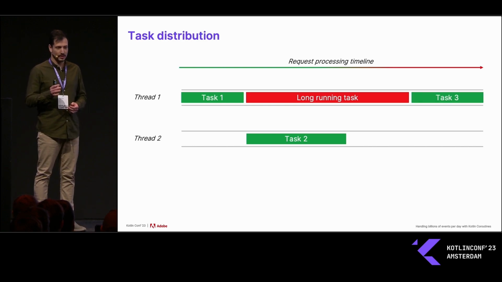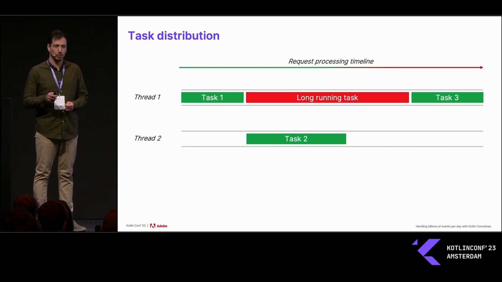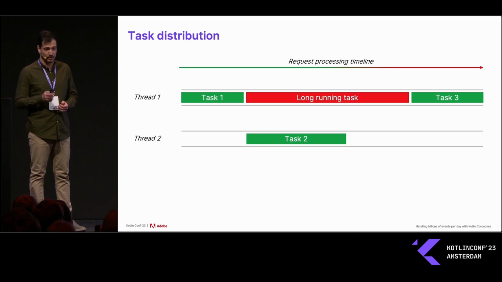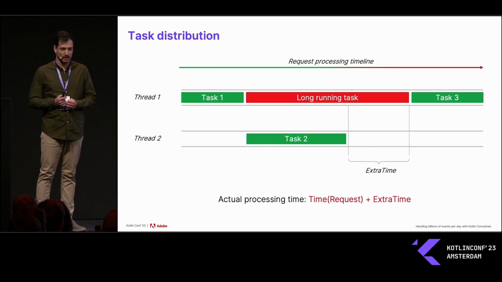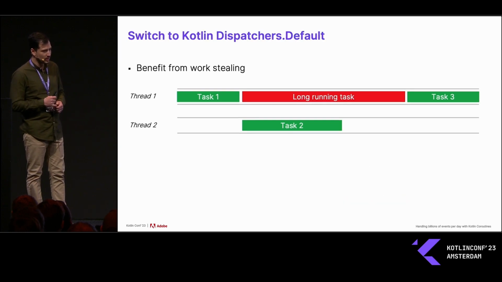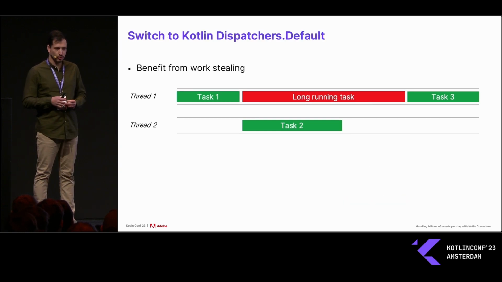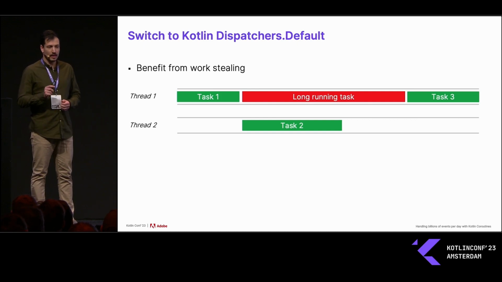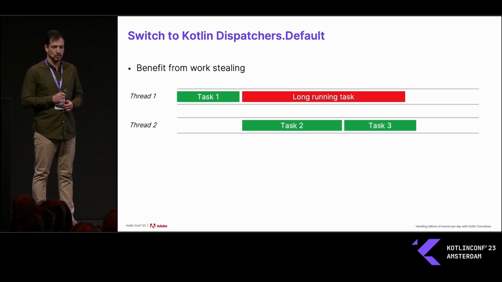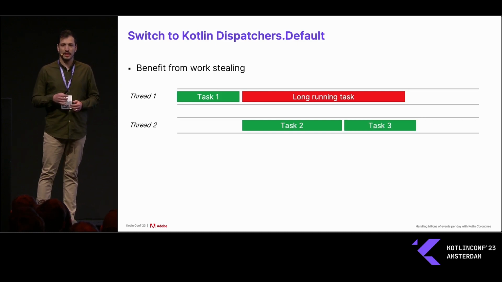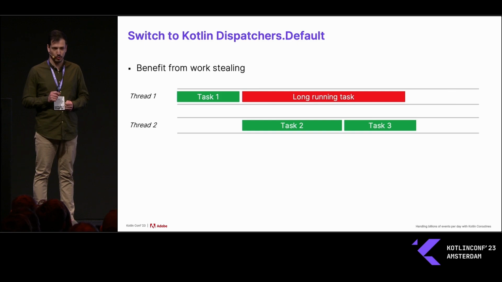And task 3 gets assigned to thread 1, but before it gets executed, it needs to wait for the other non-related task to finish first. So basically, this unrelated task is impacting the actual latency of our request. In order to mitigate this, we changed the dispatcher to Kotlin dispatcher's default, which is implementing a work stealing algorithm that would allow for task 3 to be executed by another free thread. And in our case, task 3 could be executed by thread 2, maintaining the same request processing time as before.